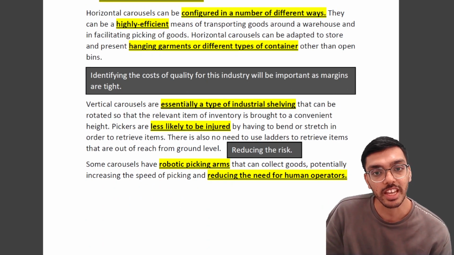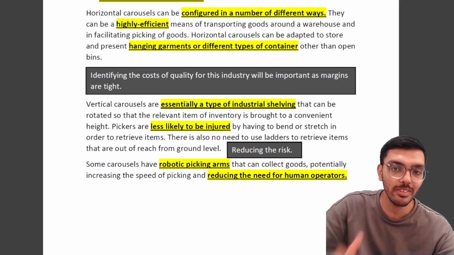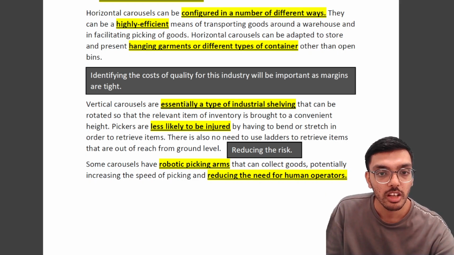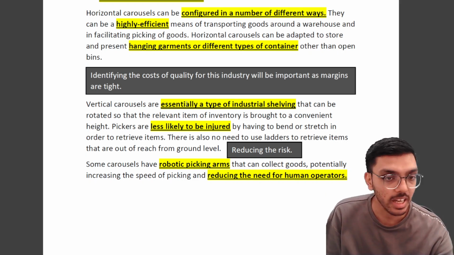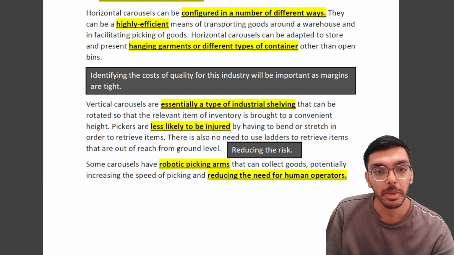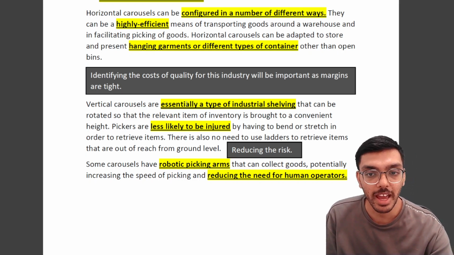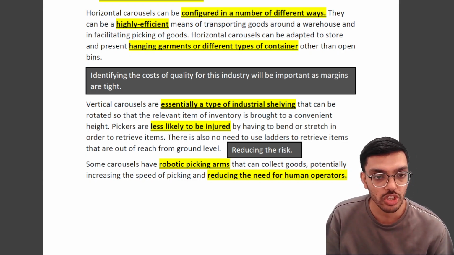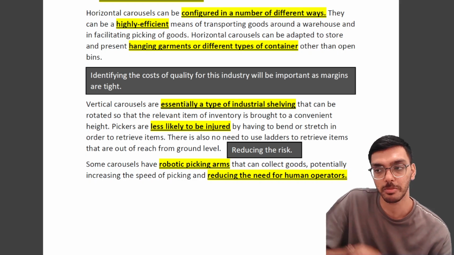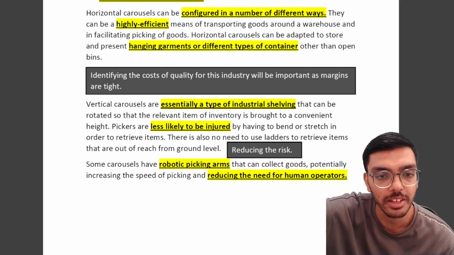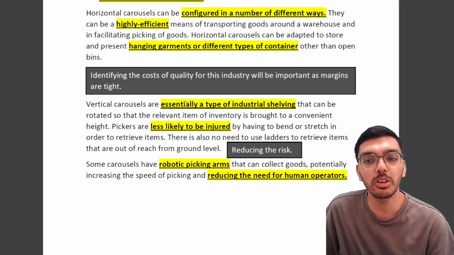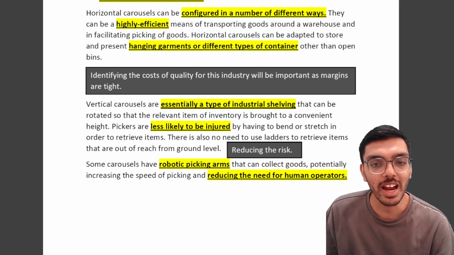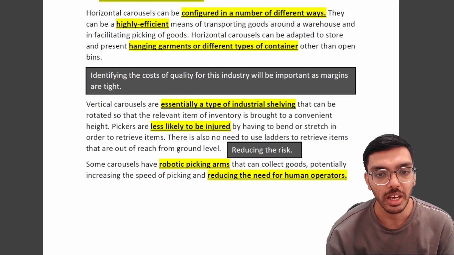Vertical carousels are essentially a type of industrial shelving that can be rotated so that the relevant item of inventory is brought to a convenient height. Pickers are less likely to be injured by having to bend or stretch in order to retrieve items. Because it's vertical, it comes to your height. There is also no need to use ladders to retrieve items that are out of reach from the ground level.